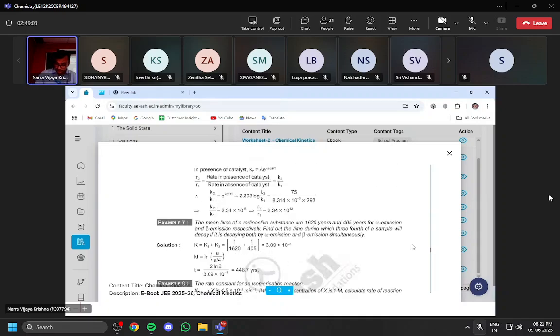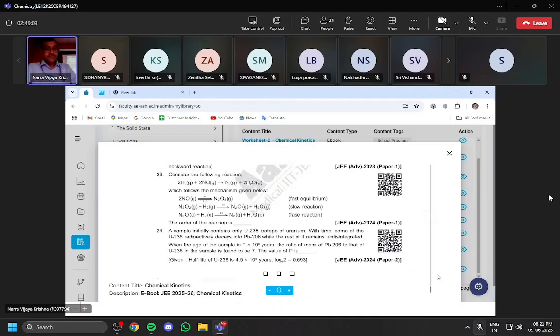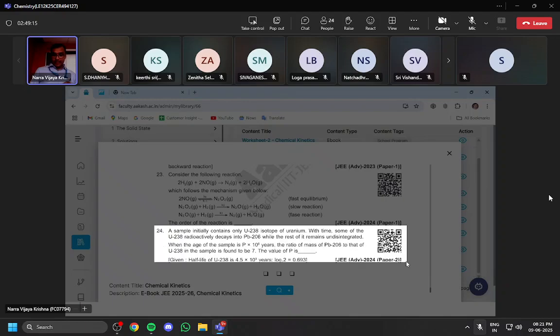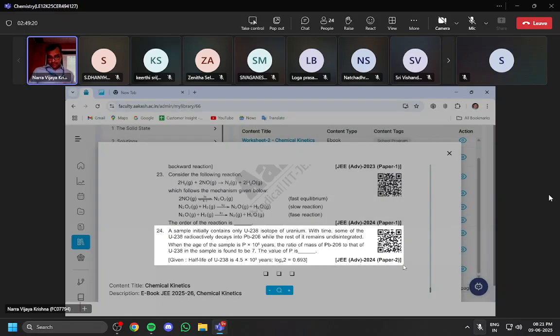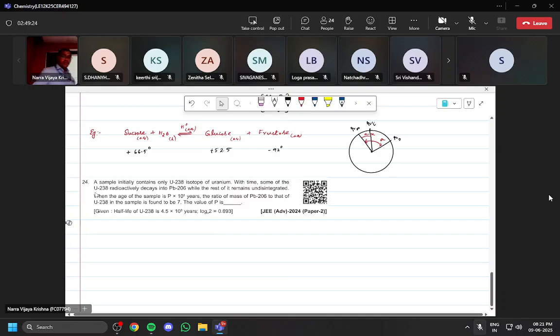Solve this question number 24, JEE Advanced 2024 paper 2. Last year's paper 2 question. Solve.